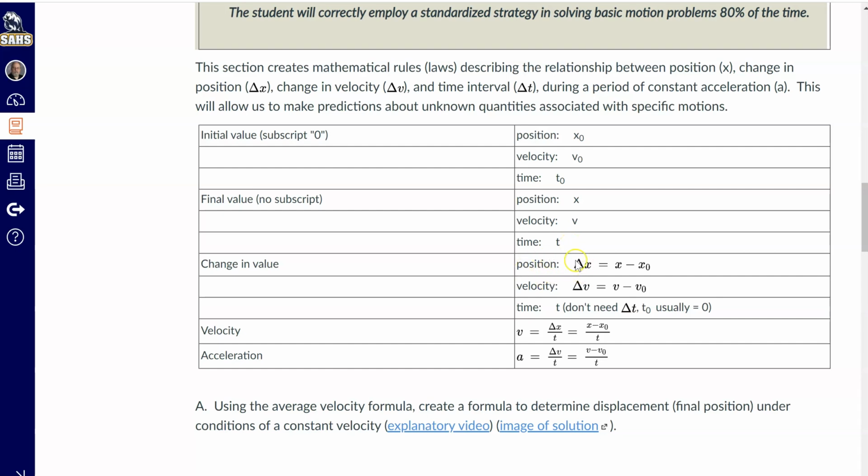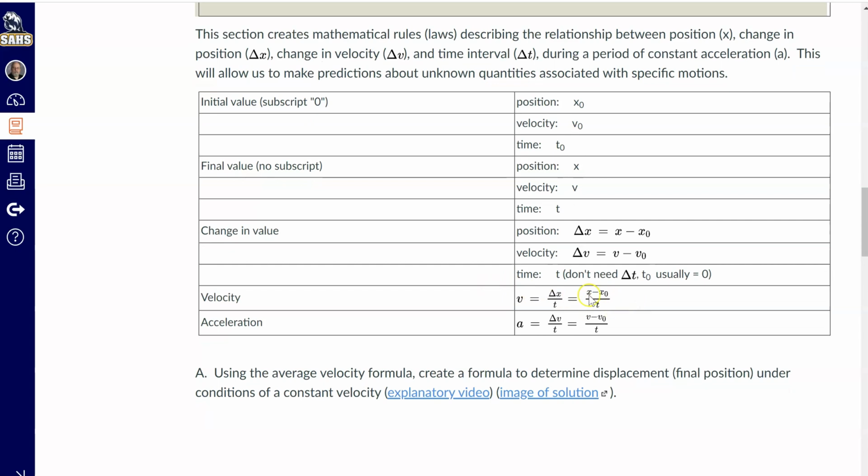So a change in position is also called the displacement, right? So if I have a change in position from x0 to x, the change in position is going to be x minus x0. It's always the final number minus the initial number, right? So for velocity, the change in velocity is going to be final velocity minus initial velocity. Again, for time, we don't need a delta t because t0 is usually 0.